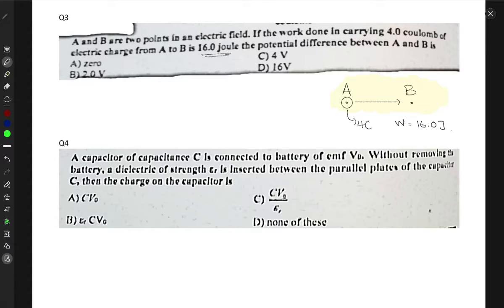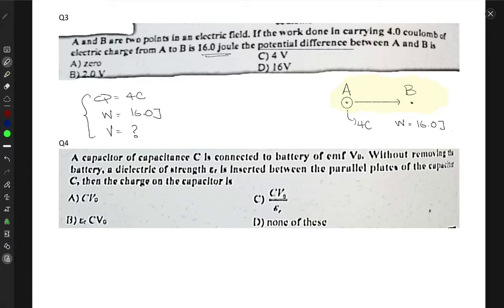They're asking you the potential difference between A and B. So we know what charge we are taking. We know that that's 4 coulombs of charge. We know that the work done to take this charge from a point to another is 16.0 joules. So let's write this down. They're asking you the potential difference.